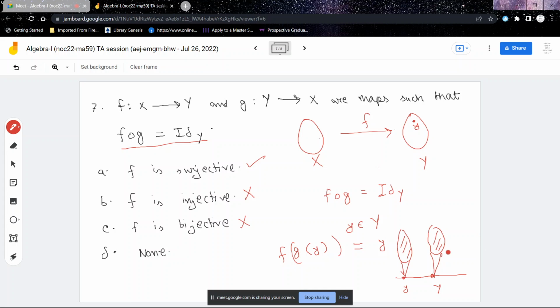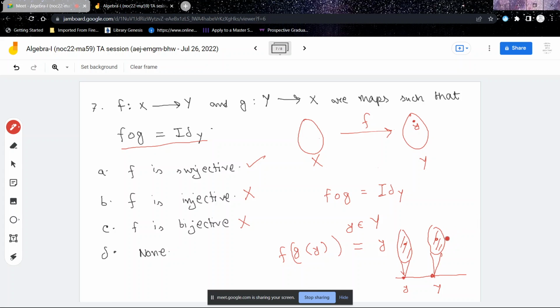To construct an inverse function, what you can just do is choose a single element from every collection. To do that you just need the axiom of choice, right? Because you are choosing over an arbitrary collection. It's not a finite collection where you know that this process, this algorithm of choosing, will terminate. There's no guarantee, so you need the axiom of choice for that.